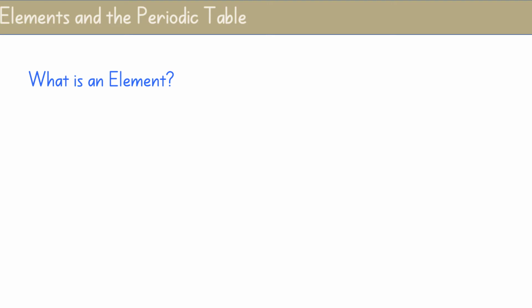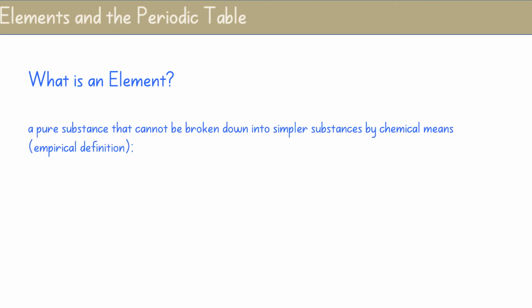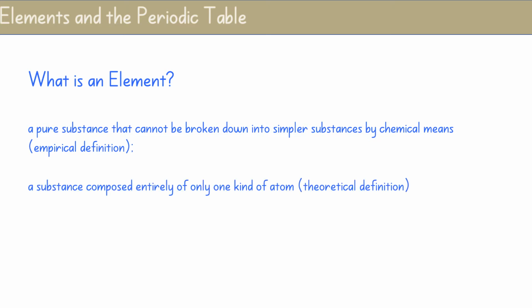What is an element? The empirical definition defines an element as a pure substance that cannot be broken down into simpler substances by chemical means. The theoretical definition is given as a substance composed entirely of only one kind of atom.